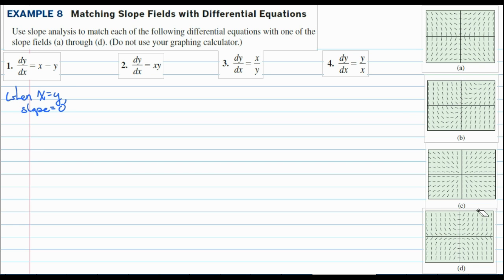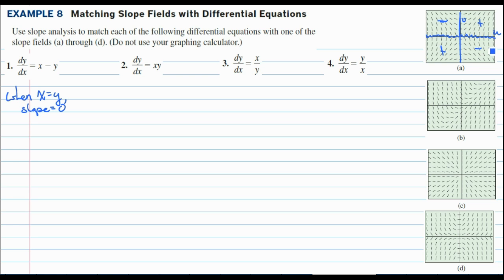What I like to do, if I'm matching or just analyzing a slope field, is look at what's happening along the x-axis, what's happening along the y-axis, and then maybe what's happening in each quadrant if I have some sort of pattern there. So let's take a look.